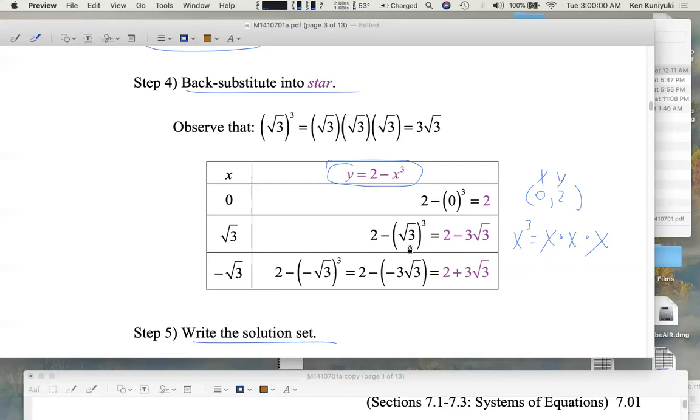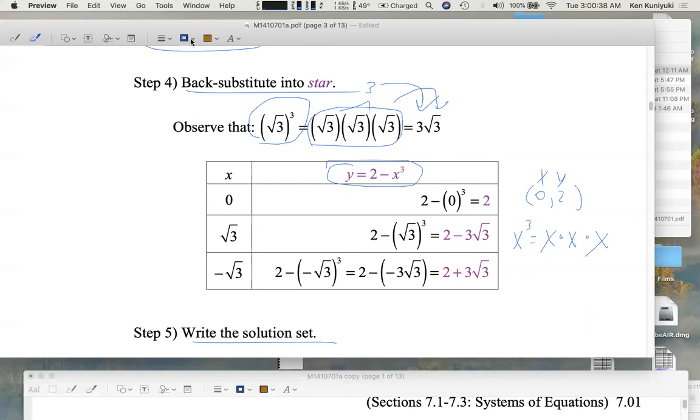Well, likewise, the cube of root 3 will be 3 copies of root 3 multiplied together. Root 3 times root 3 times root 3. A pair of these will give me 3, right? Root 3 times root 3 is 3. This root 3 is also there. So basically, we get 3 root 3. The cube of root 3 is root 27, or it's 3 root 3. So over here, 2 minus the cube of root 3, that's going to be 2 minus 3 root 3.